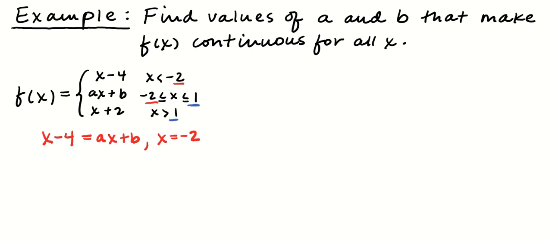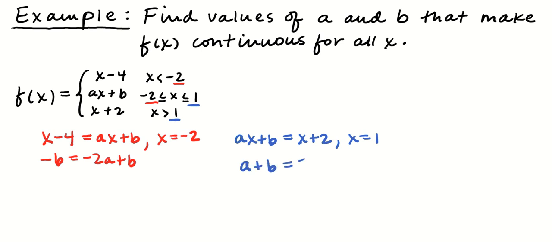And then over here, where they share 1, I'm going to say that ax plus b is equal to x plus 2 at x equals 1. Okay, I'm going to kind of reduce these down, and I'm going to end up with 2 equations in a and b, and I'll have a system, and I'll be able to solve it. All right, so plug in negative 2, and I'm going to get negative 6 equals negative 2a plus b. And if I plug in 1, I'll get a plus b equaling 3.